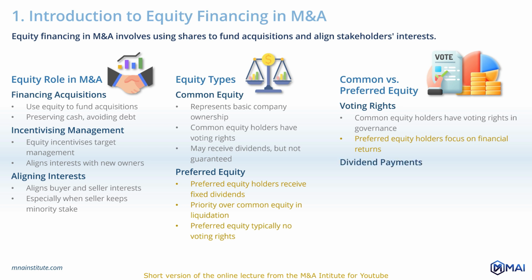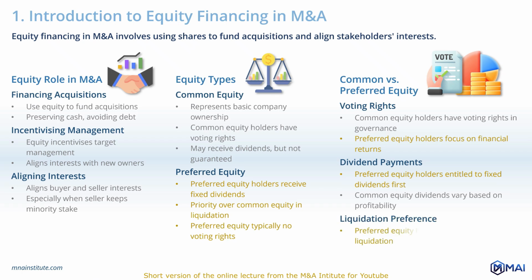Dividend payments. Preferred equity holders are entitled to fixed dividends that are paid before any dividends to common equity holders. Common equity holders receive dividends only after preferred dividends are paid, and these dividends can vary based on the company's profitability.